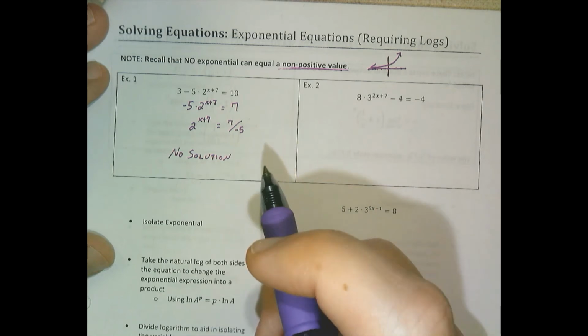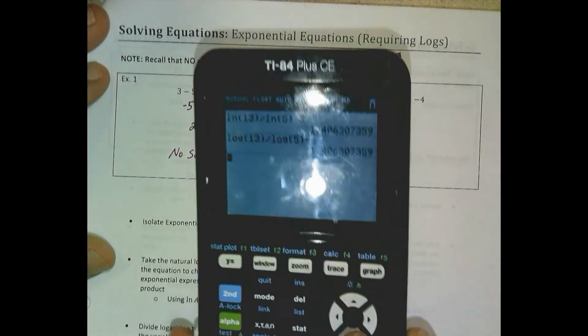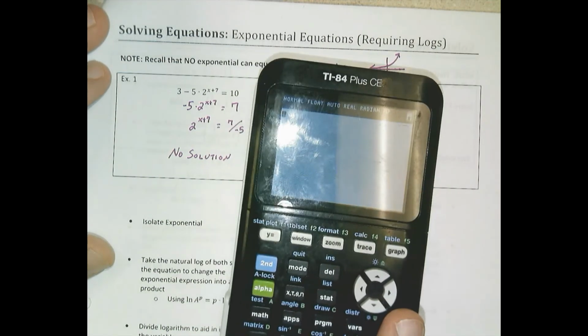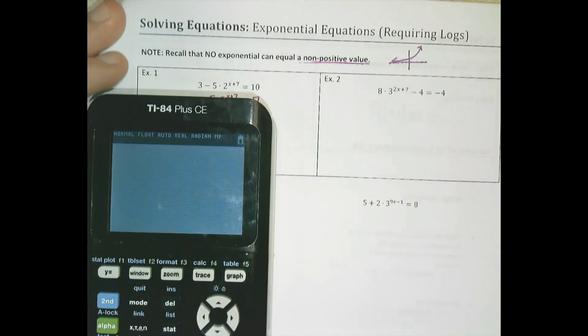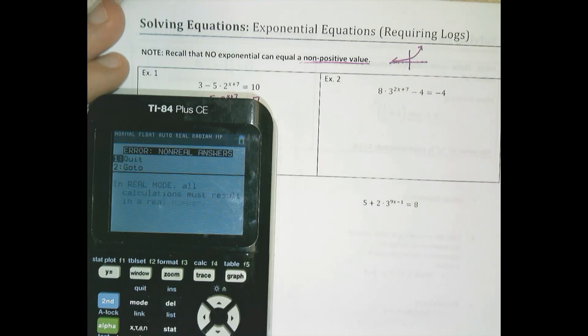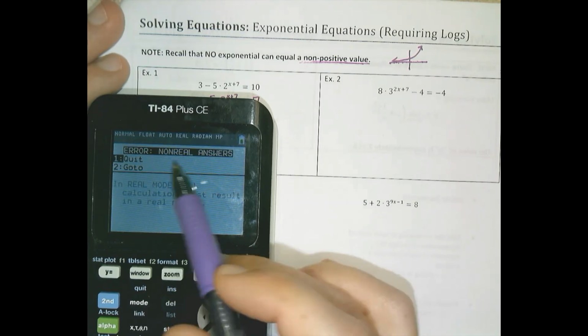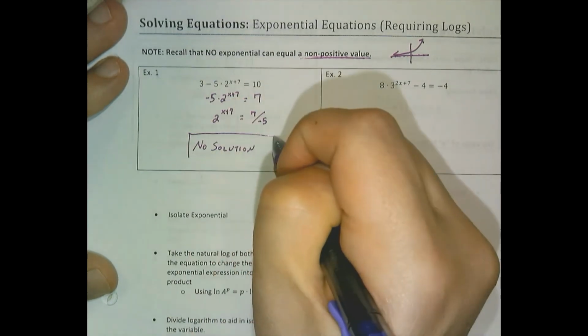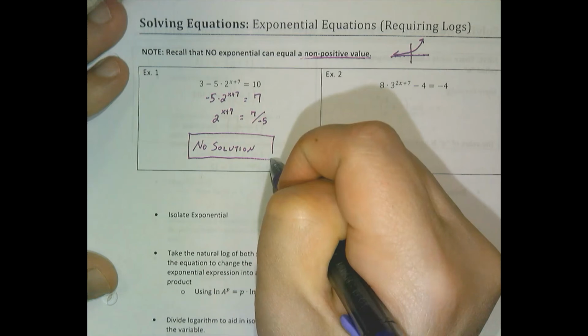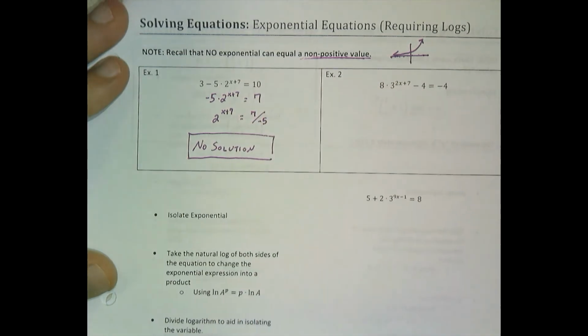Okay. The way our calculator would have handled it is if we got to that point where we were typing it into our calculator, we would have typed log of 7 divided by negative 5, and we get a non-real answer. So that's why we have no solution. So that's a reminder if your exponential equals a negative value.